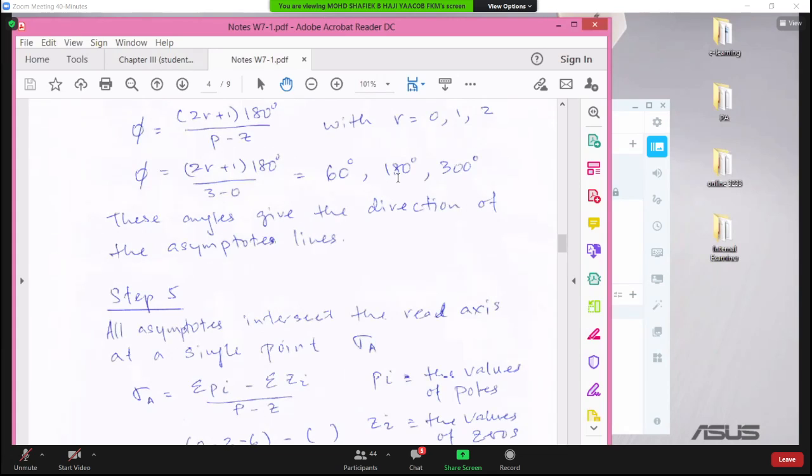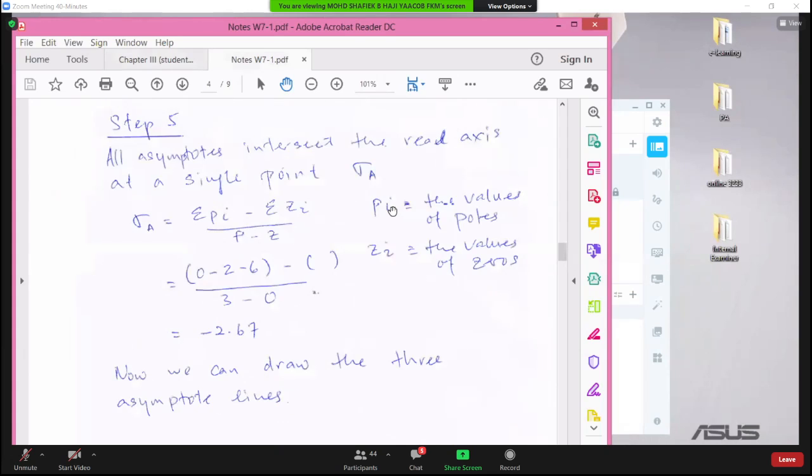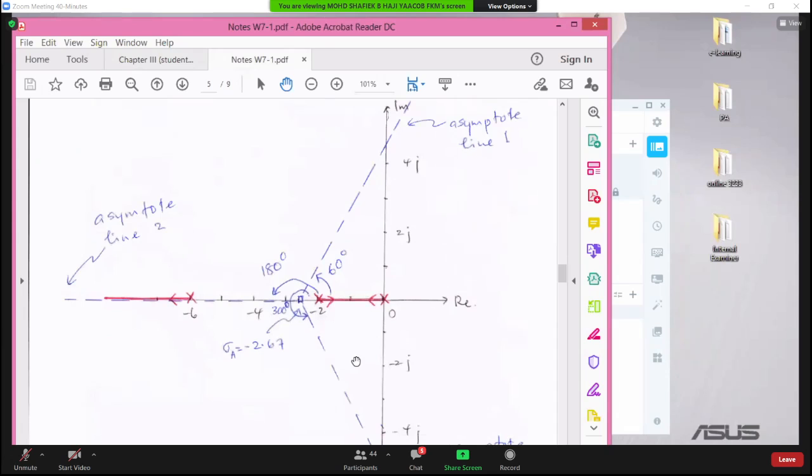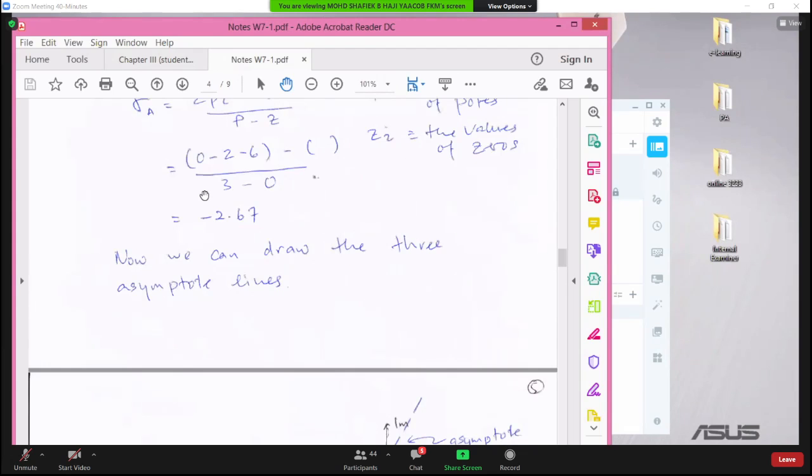60 degrees, 180, and 300 degrees. Now you can draw those 3 asymptote lines. Okay, there you go. So here, this is the intersection of asymptotes at -2.67. All asymptote lines are going to go through that point.